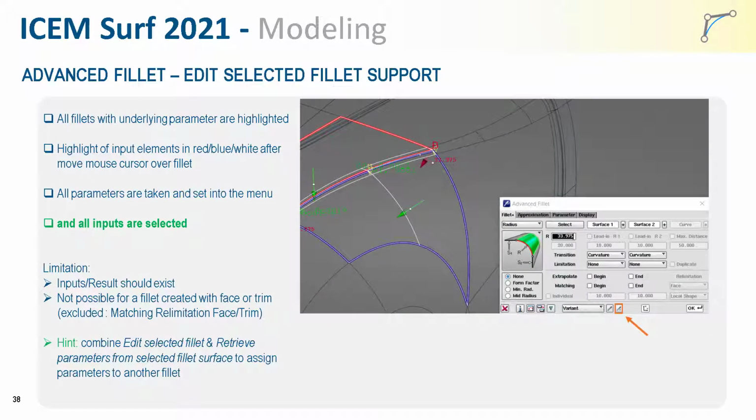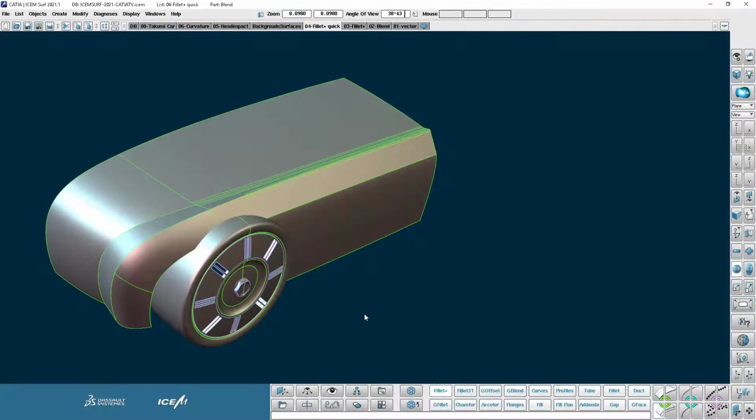In a similar fashion, we've added a fantastic enhancement in 2021.1. It's the brilliant new capability to actually edit a previously created advanced fillet. It's important to know that this only works with untrimmed base patches, so it doesn't work with relimited surfaces. Blue is the selection for surface 1, and red is surface 2, and the white clearly is the fillet that's going to be created. Also good to know is this only works for fillets created in this new version of ICEMSurf 2021.1 and future releases, but it is a fantastic enhancement. Let me show you how it works.